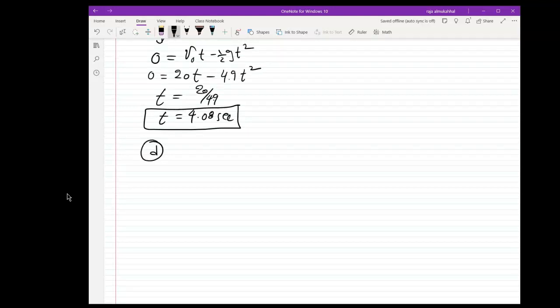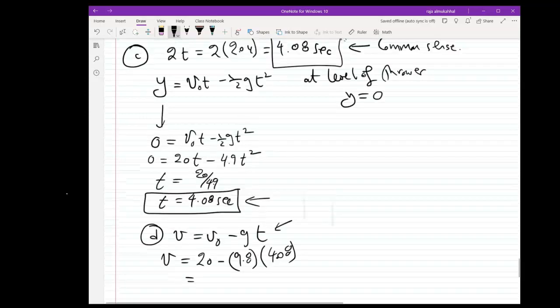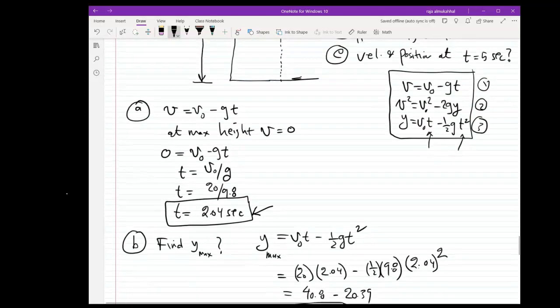So we have V equals V naught minus GT, and he's asking for the velocity. What is the time by the time it reaches the level of the thrower? It's basically 4.08, so I'm going to plug it here. And we know the initial velocity, so V equals 20 minus 9.8 times 4.08. When we calculate that, it should be equal to 20, but I want to be careful here. 20 really, or negative 20, because we're talking about velocity here.